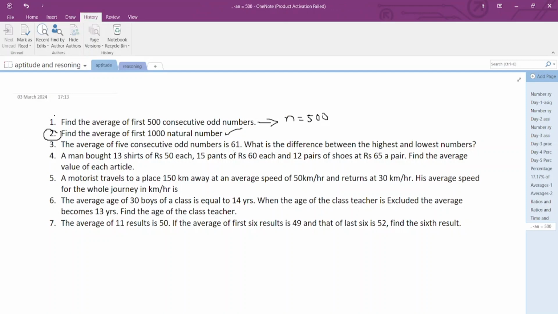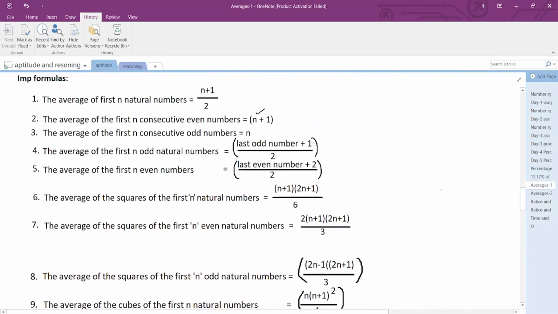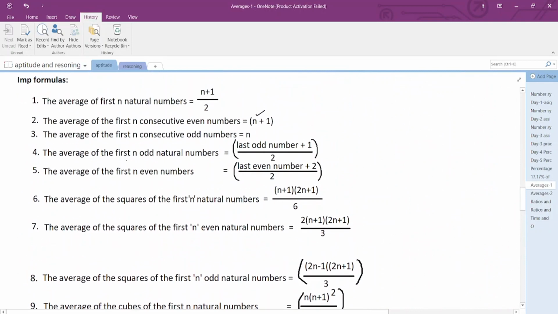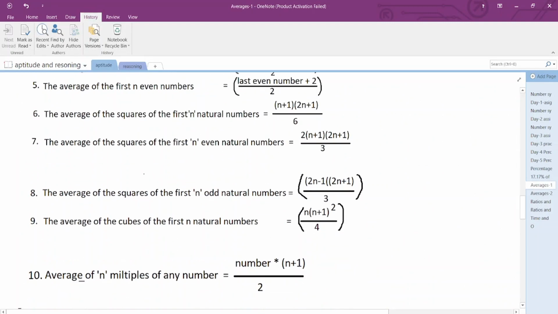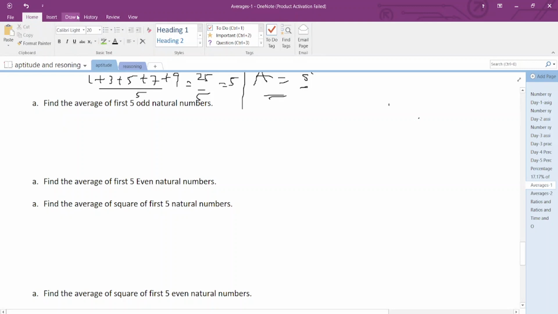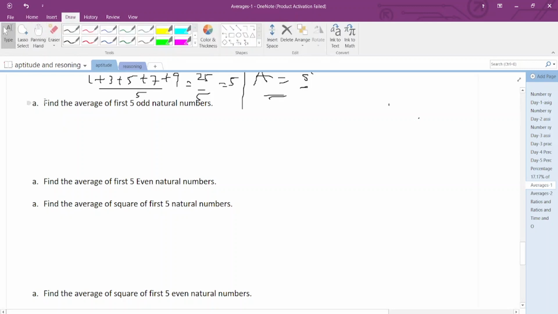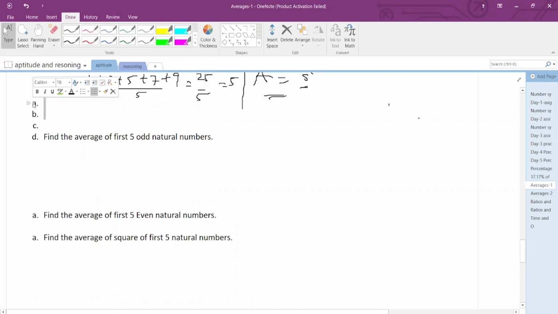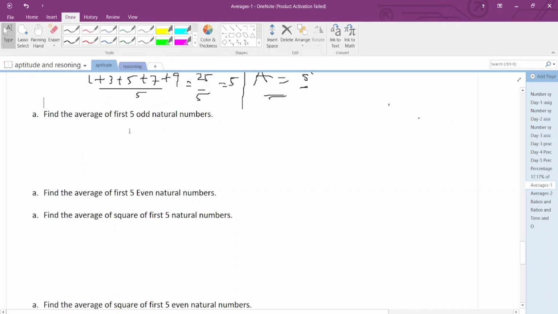Okay, so now you got these first two questions, right? Now we'll move to the next question. Fourth question, the average of first 10 odd or natural numbers. Let's suppose in the question we ask, see, average of first 5 odd natural numbers. What if we ask first 20 odd natural numbers?